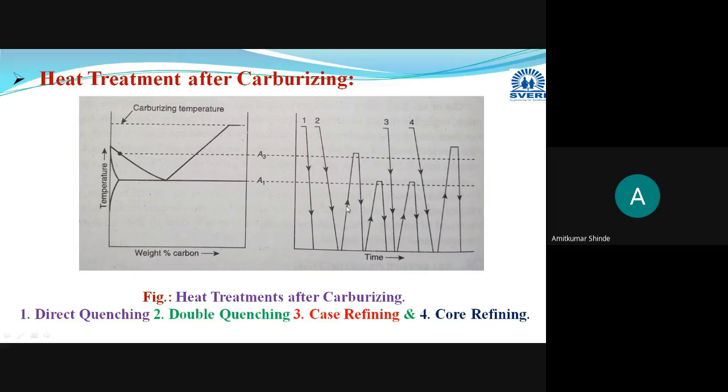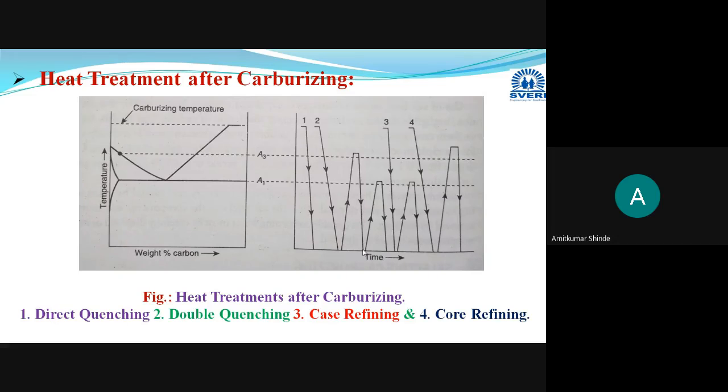Due to this first cycle of heating above A3 and cooling to room temperature, what will happen is that at the core portion fine ferrite will be formed. Above A3, fine austenite will be formed, and it is cooled to room temperature.